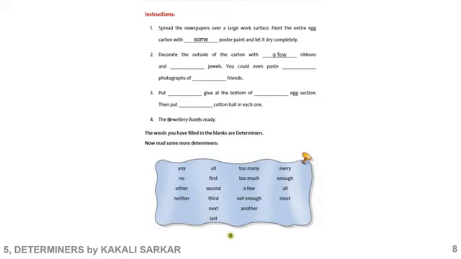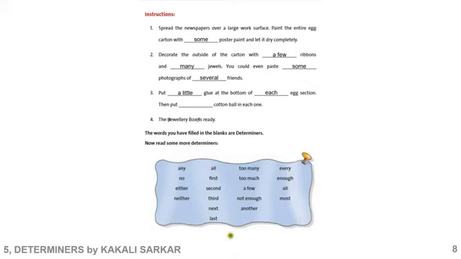And dash, jewels, many jewels. You could even paste dash, photographs, some photographs of dash, friends, several friends. Number 3, put dash, glue at the bottom, a little glue at the bottom of dash, egg section, each egg section. Each means every egg section.